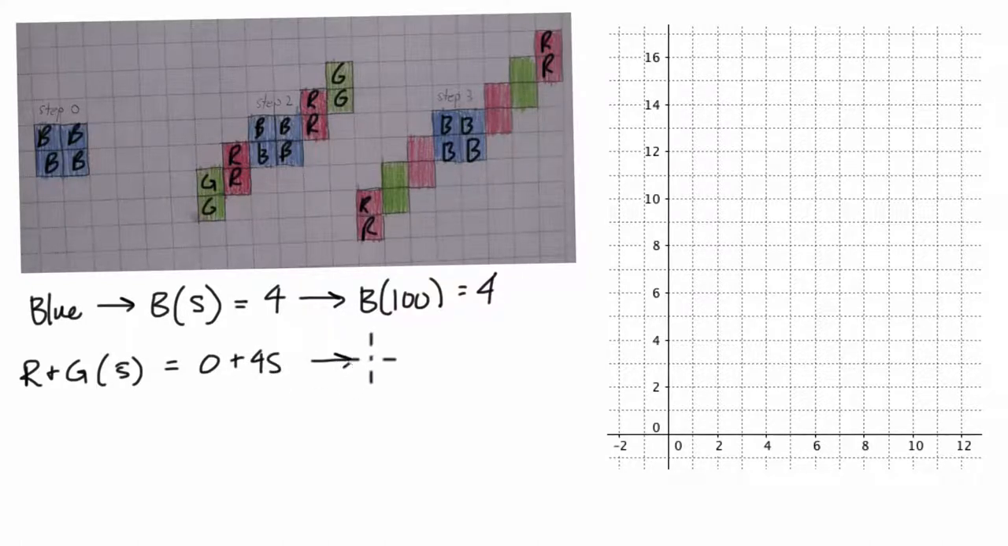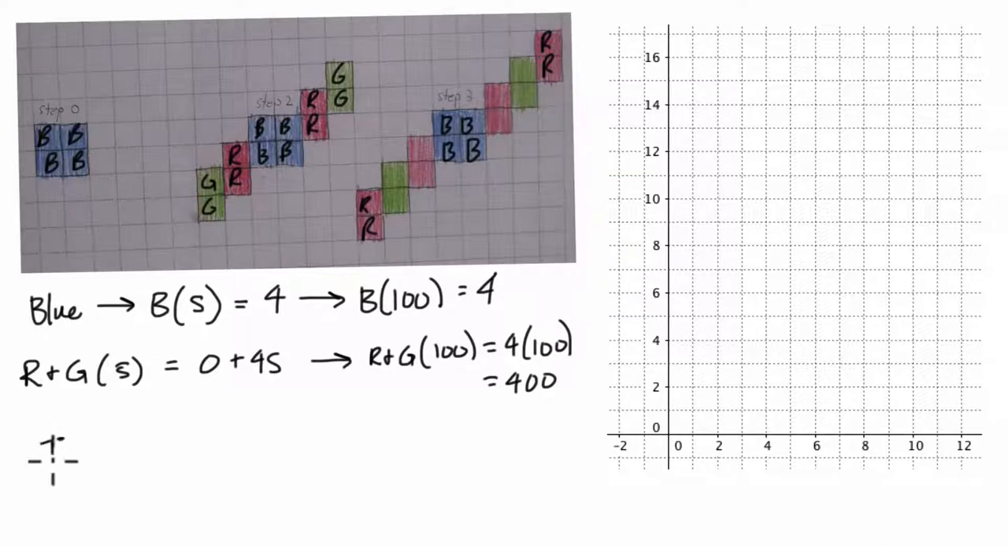So if I was to ask you how many red and green altogether, not one or the other, but altogether, would there be at step 100, you would just plug 100 in for S. So 0 plus 4S, or 4 times 100. And that means there would be 400 red and green pixels.